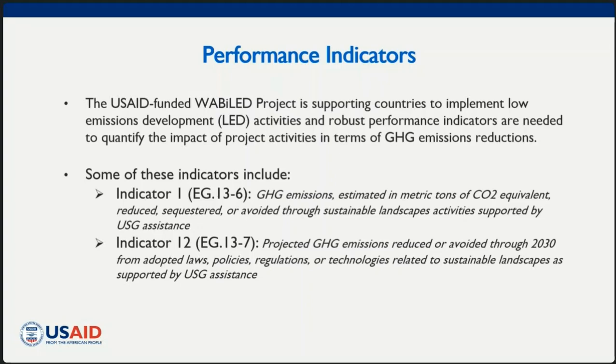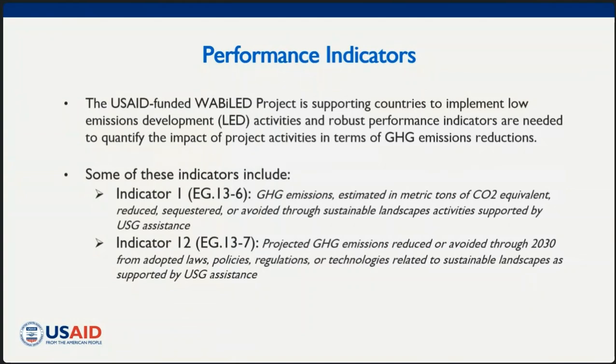We also have the indicator EG 13-7. In this case, this is projected greenhouse gas emissions, so it's a little bit more forward-looking into the future. In this case, it is the greenhouse gas emissions that are reduced or avoided through 2030, and this is as a result of adopted laws, policies, regulations, or technologies related to sustainable landscapes as supported by U.S. government assistance.